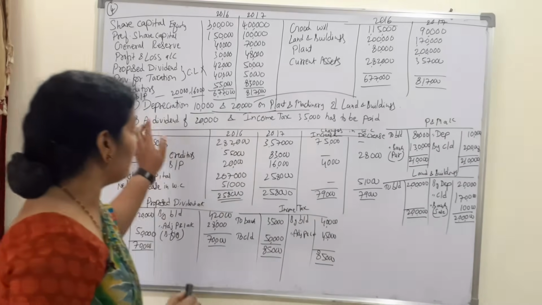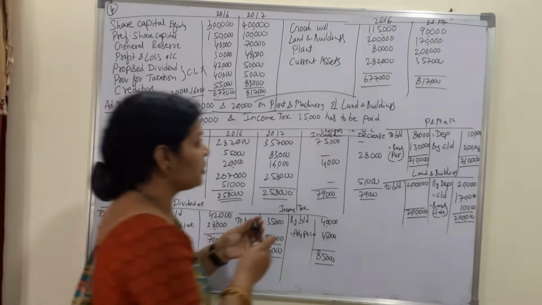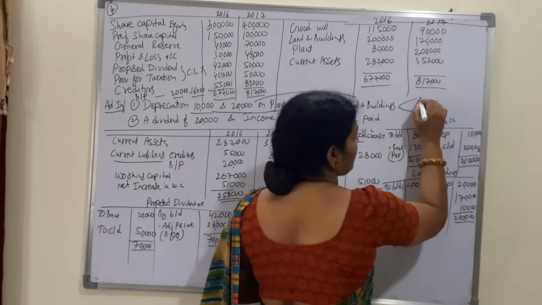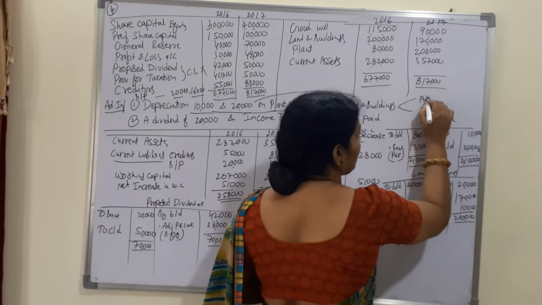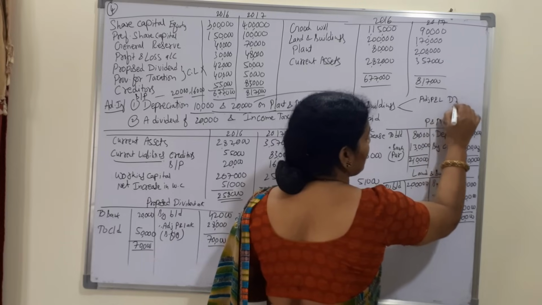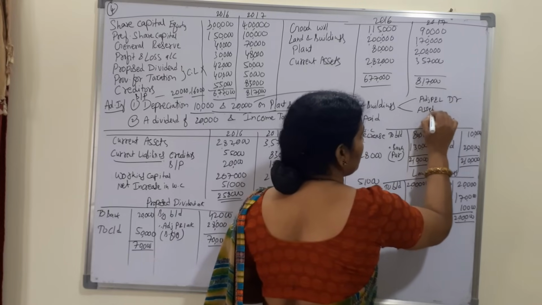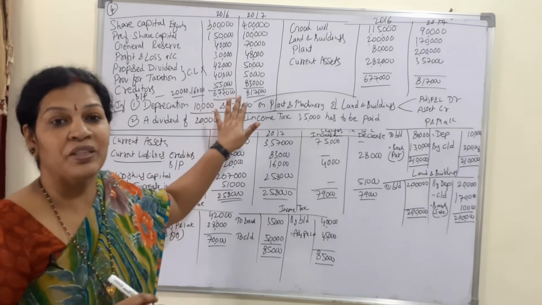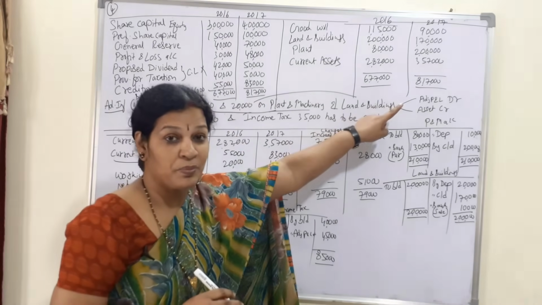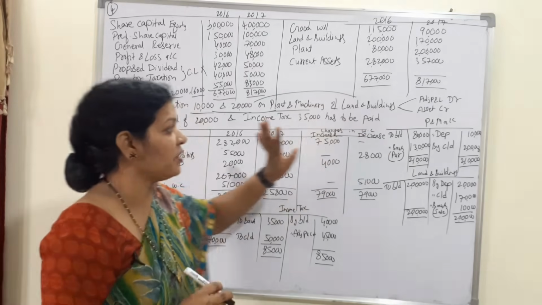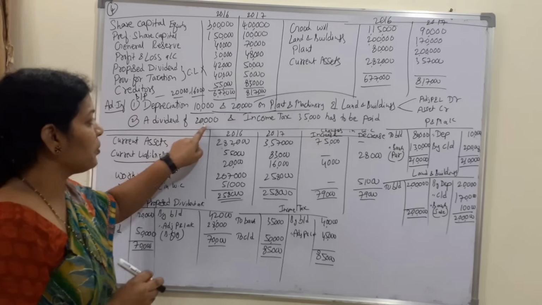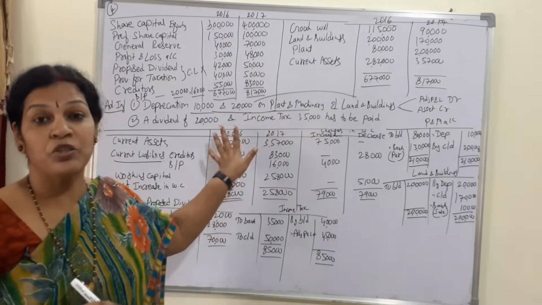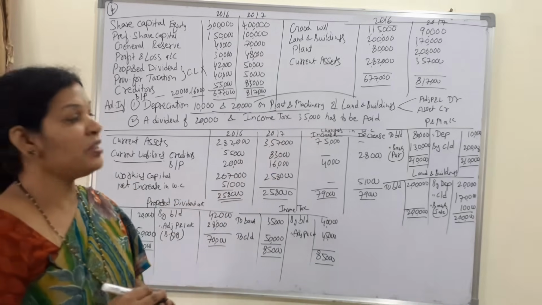The impact will be two times. First it comes in the adjusted P&L account debit side, and another time in the asset account credit side. The impact of depreciation, if it is given in the adjustments, comes two times: adjusted P&L account debit side, asset account credit side. Next, a dividend of 2,000 and income tax of 35,000 have to be paid. Both will come in the same way.